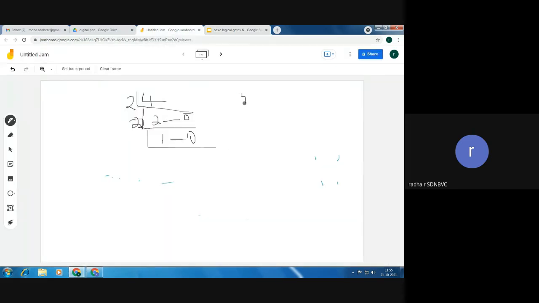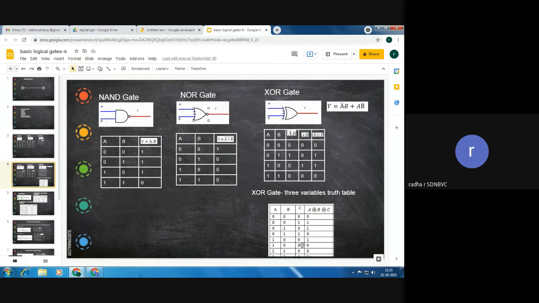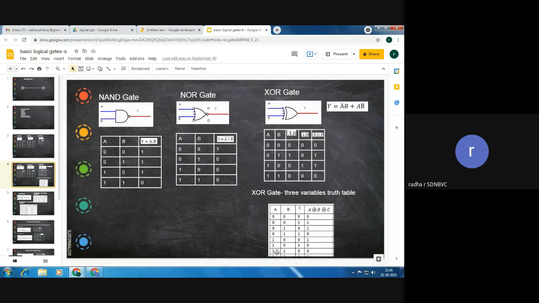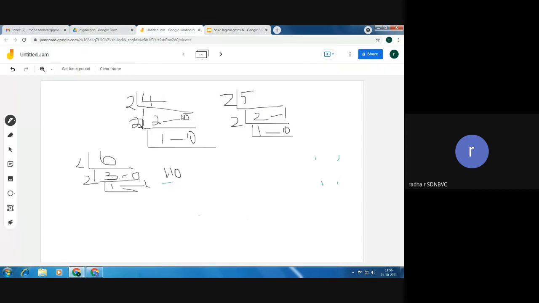Then 5: when you divide it by 2, it is 2 and 1, then 2 again, it is 1 and 0, that is 101. See here, 101. Then 6: 3, and it is 0 here. Dividing by 2, it is 1 time and 1. So that is 110. This is the combination here, 110, equal to 6. So this is 4, this is 5, and this is 6, and all ones is 7. If you find the binary equivalent, it is 1, and then 1 time and 1. So 1, 1, 1.